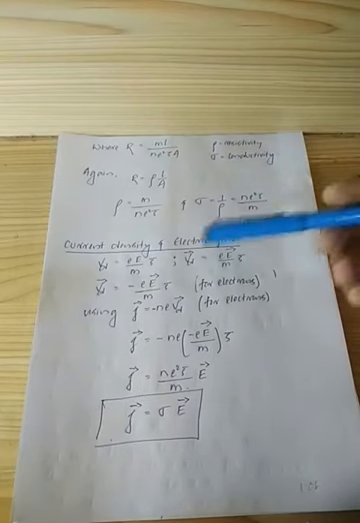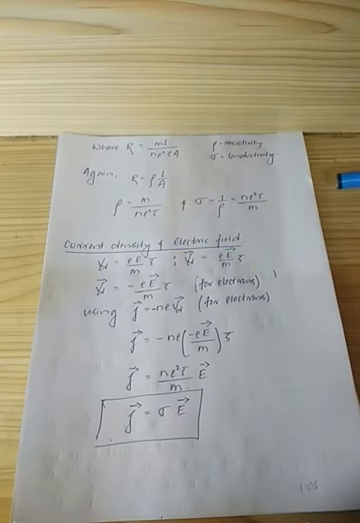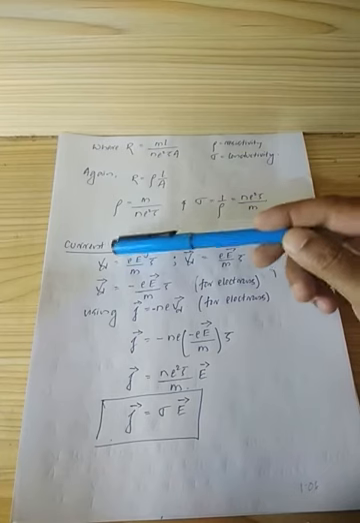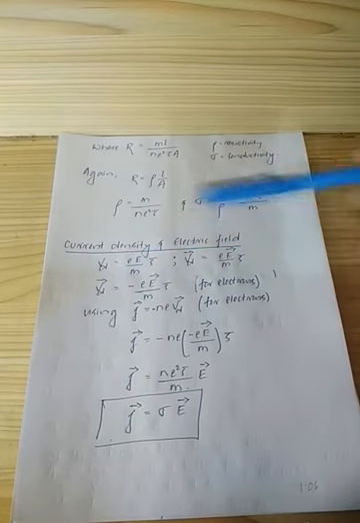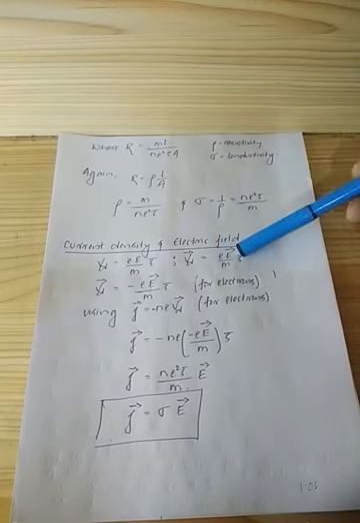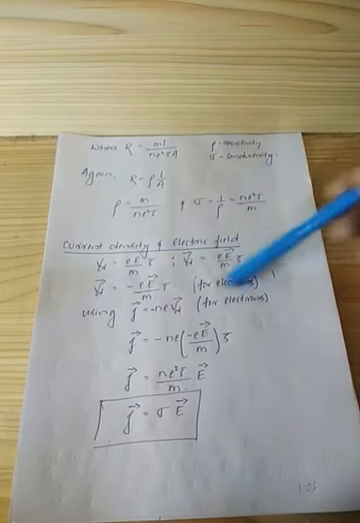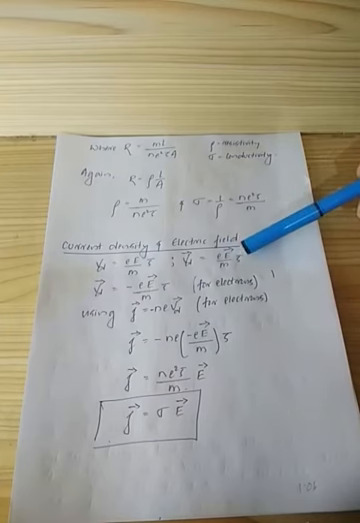Now the relation between current density and electric field. We have written here the expression for drift velocity. This is in scalar form and this is in vector form. By using this vector form, we can find both the value part and the direction part. Also, we can use this expression for both the positive charge carriers and the negative charge carriers.